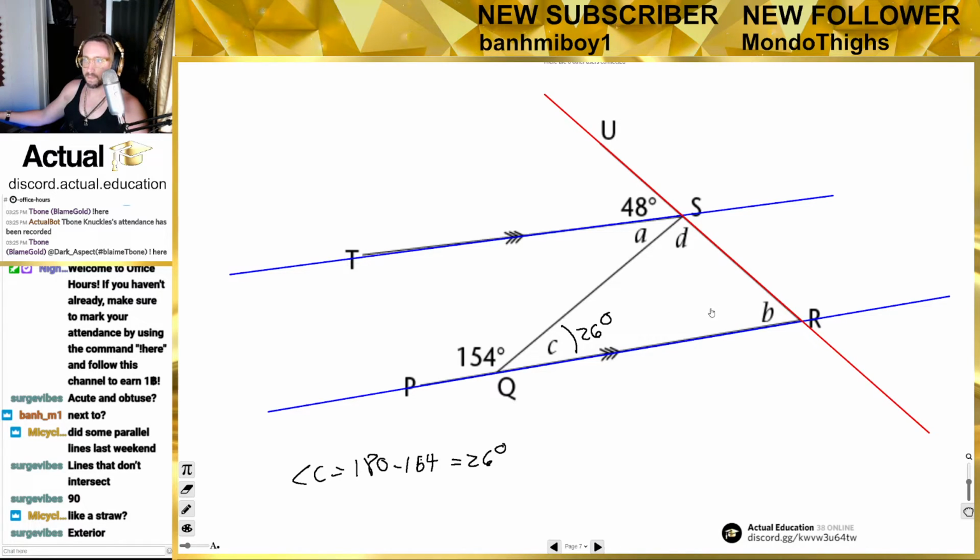Would A be 48? No, it's not 48. Here's another thing in geometry: you can't look at something and say, oh, it looks like it splits it. It has to be because of a certain law or a theorem or something.